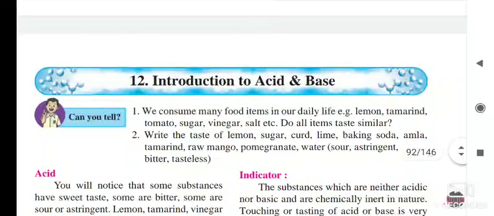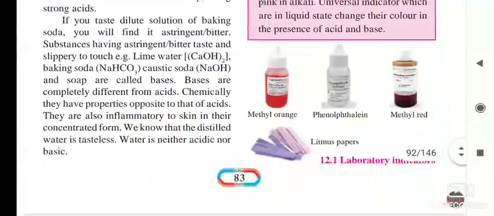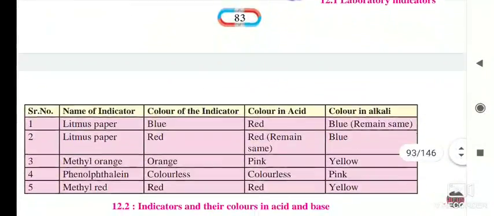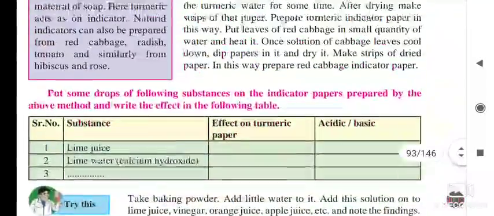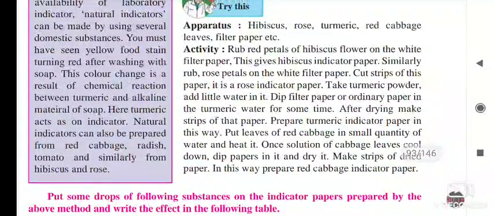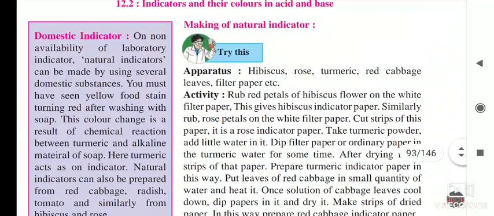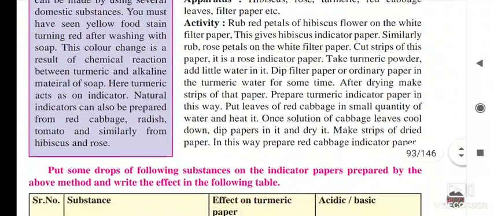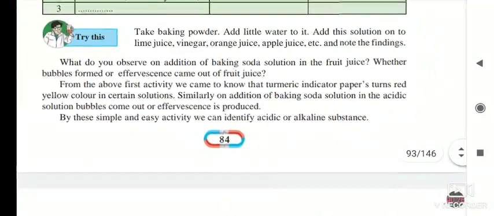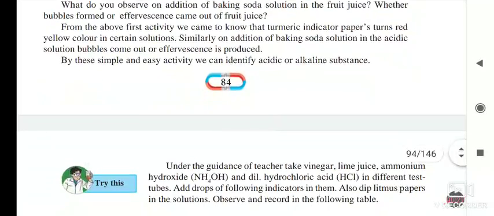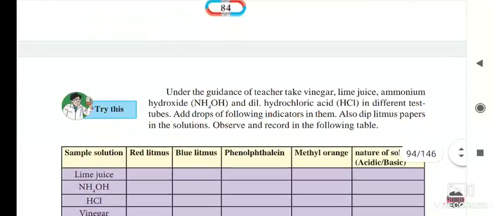Lesson number 12, Introduction to Acids and Bases. Under this we have seen the acid-base indicators, some of the indicators made in the laboratory, and some are natural indicators, how to make indicator strips or filter paper, natural indicators, how to make them. And the simple experiments which show the identification of base and acid, that we have seen.